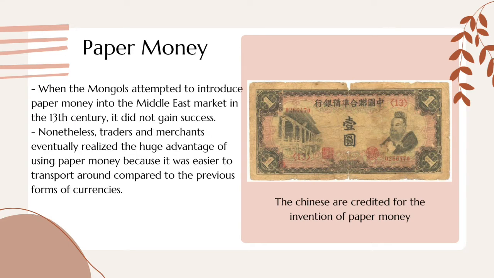However, the idea of assigning value to a piece of paper did not immediately become popular. In fact, when the Mongols attempted to introduce paper money into the Middle East market in the 13th century, it did not gain immediate success. They also realized that using paper money helps them avoid carrying thousands of coins, silver, and gold, and it is also easier to transport.